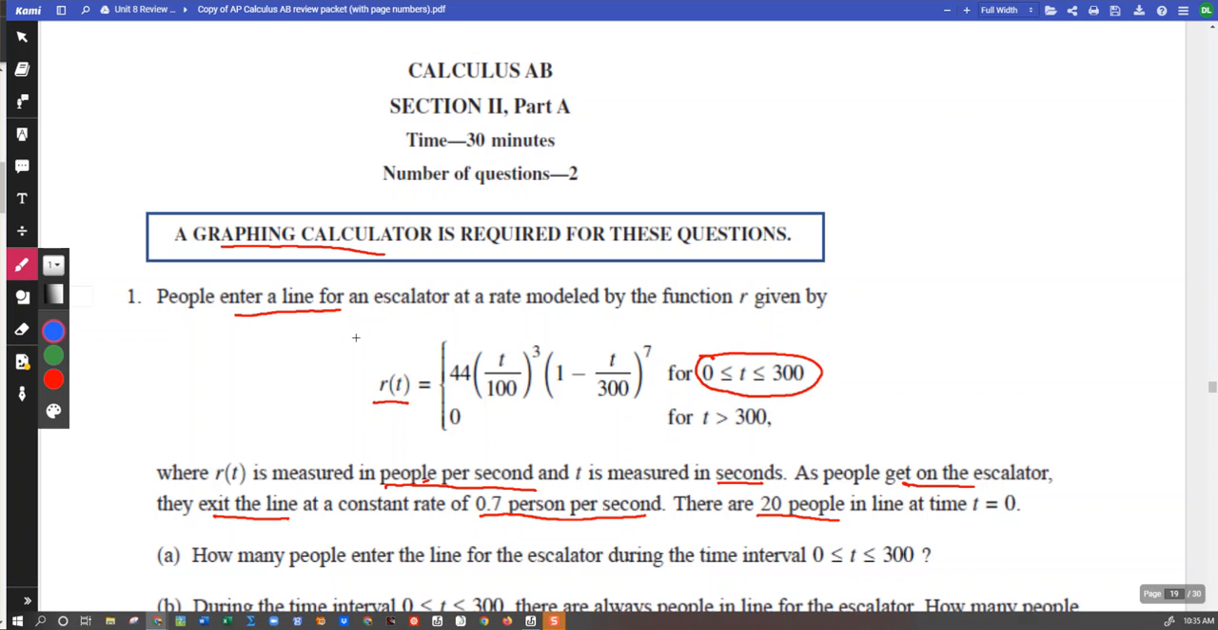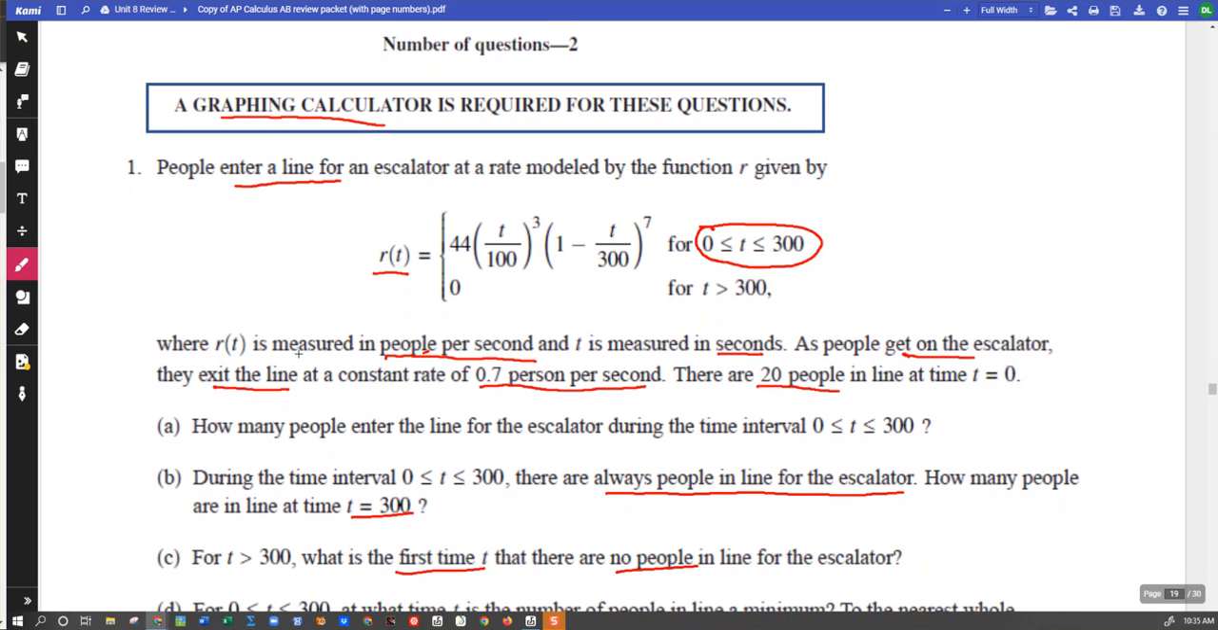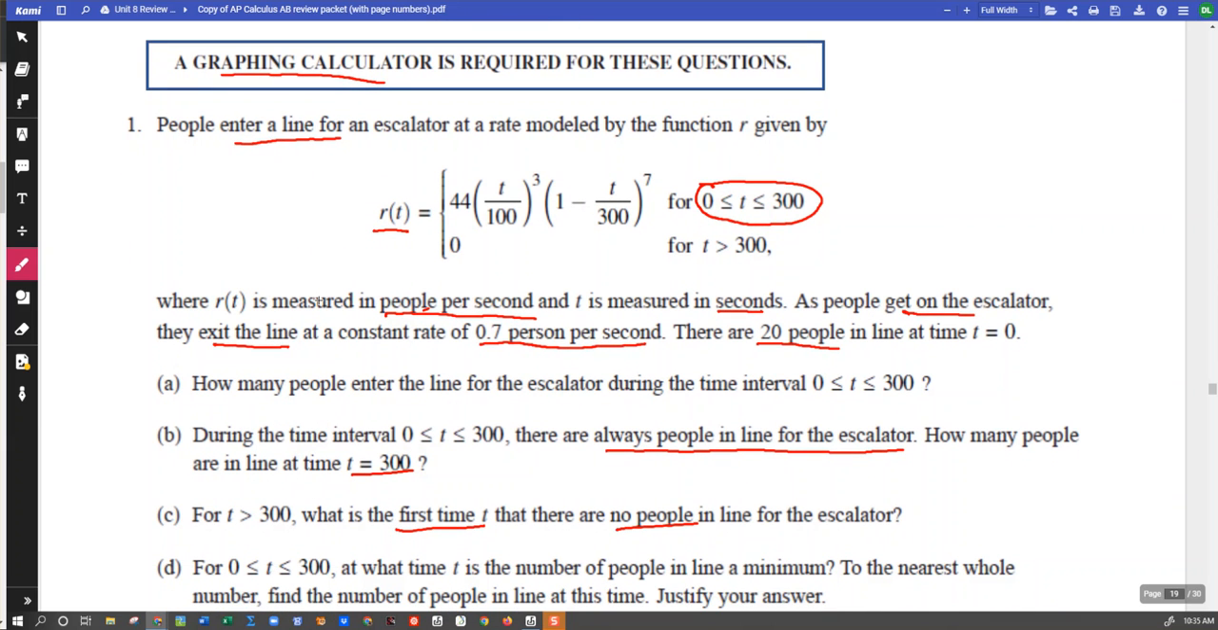All right, so let us go ahead and check out this video with working some free response questions with the calculator for AP Calculus AB. For this particular problem, we will need a graphing calculator, and we are given information that tells us that people enter a line for an escalator at a rate modeled by a function r. And so here we have our function.